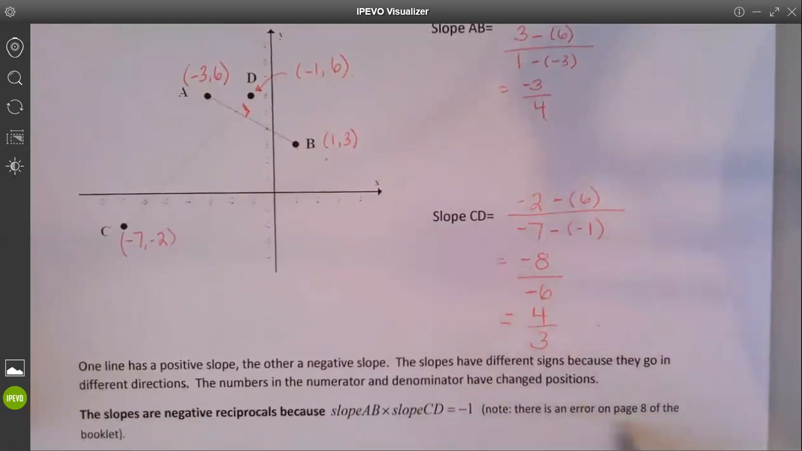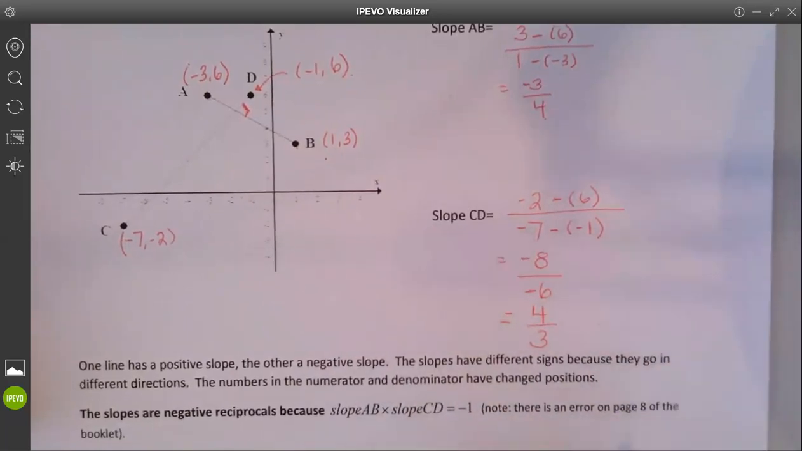I've put a little note here that there is a mistake in your package of homework questions. So make sure that you follow this note and also correct your package.